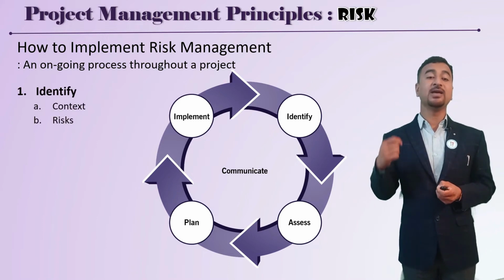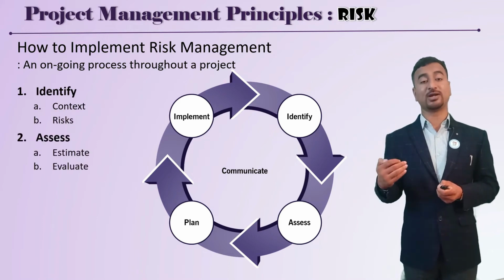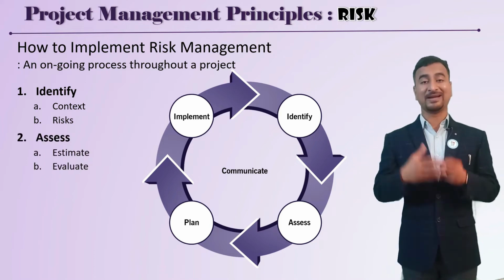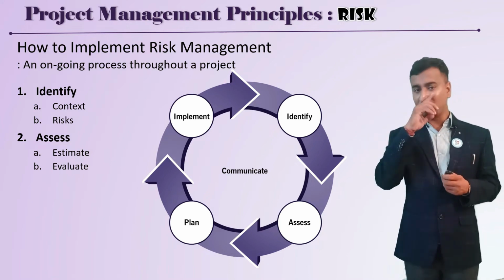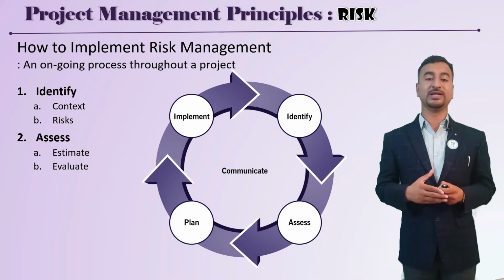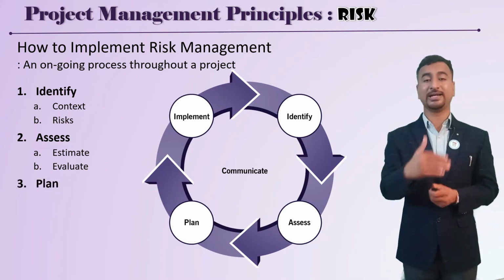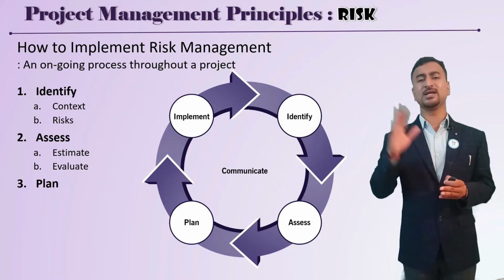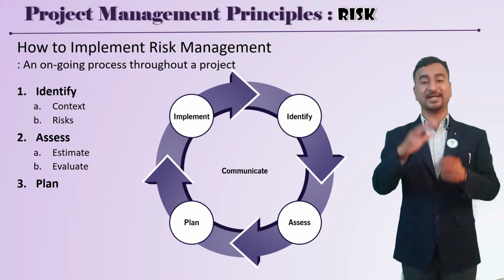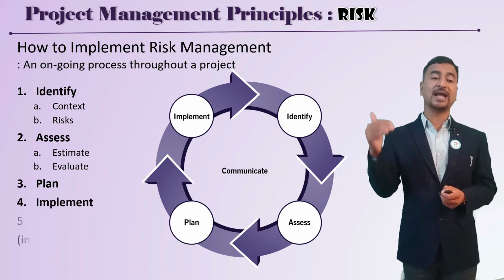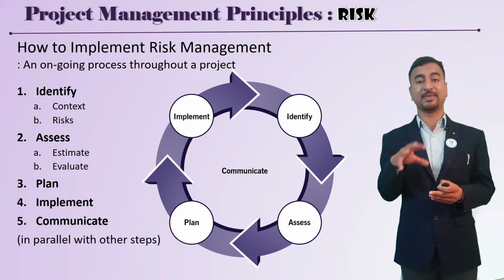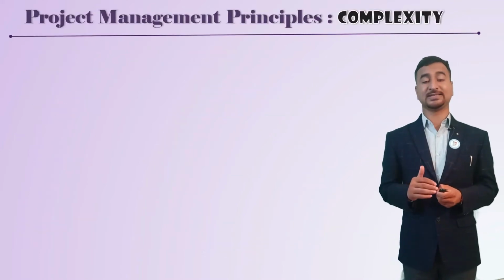In identify, we identify the context and what the risks are, then assess: estimate and evaluate that risk, for which we need to define a probability and impact grid. That is not part of this particular principle, nor are quantitative and qualitative analysis, but this is the holistic view of how we are going to deal with risk and how you prepare your mindset to deal with it. Then you have to plan and implement, and finally communicate. Communication runs throughout the risk management cycle; you have to do it in parallel.